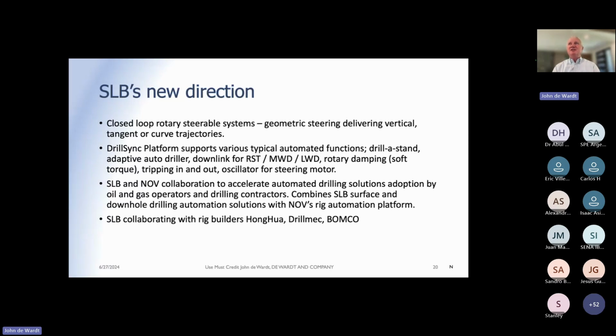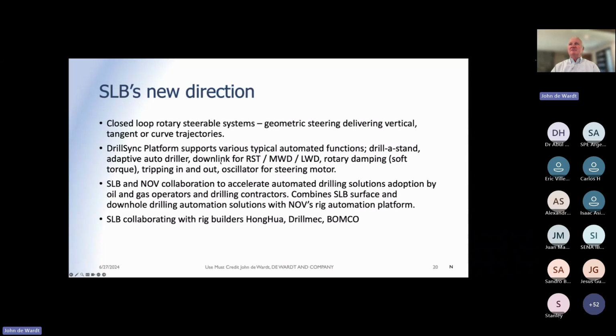And here it's geometric steering, delivering vertical, tangent, and curve trajectories. And then they have a DrillSync platform, which supports various typical automated functions. So now they have multiple apps as others do. So here, driller stand, as I mentioned, an adaptive auto driller. They were rate of penetration optimization. They were one of the first back around 2010, 2011.